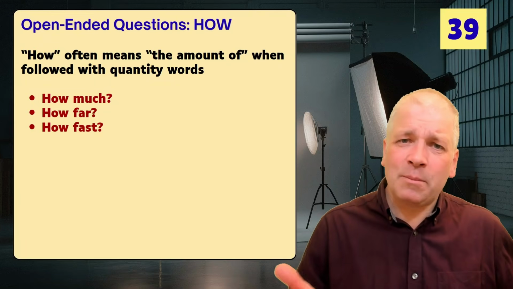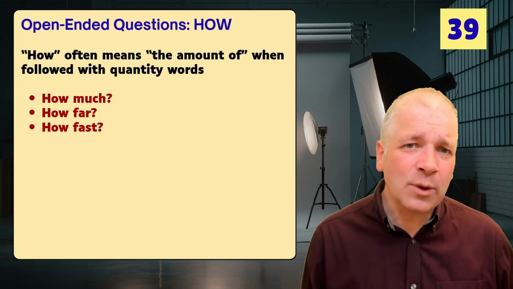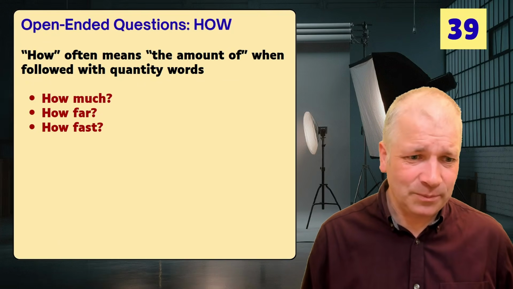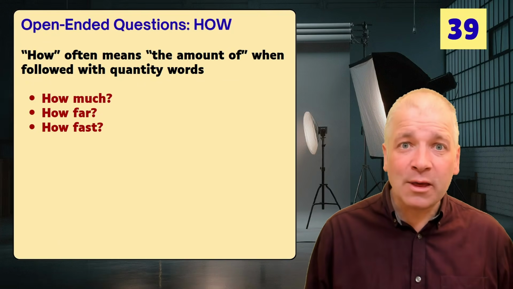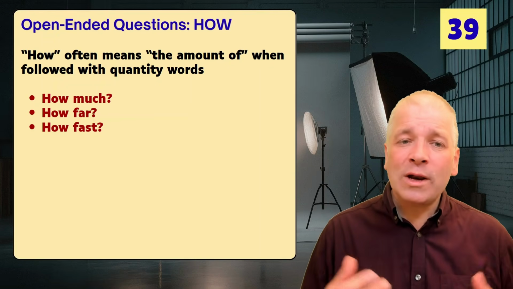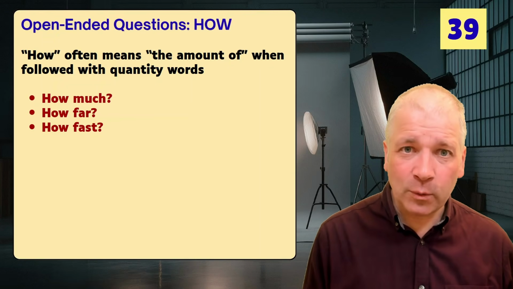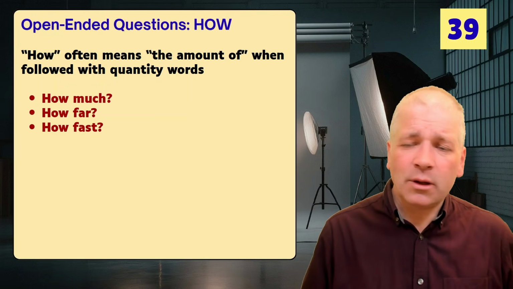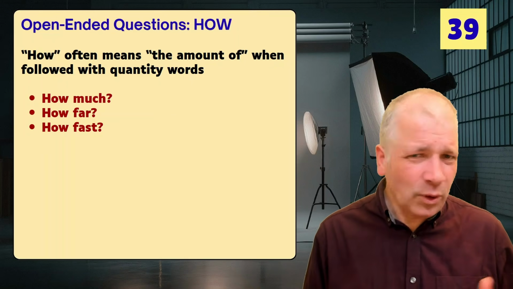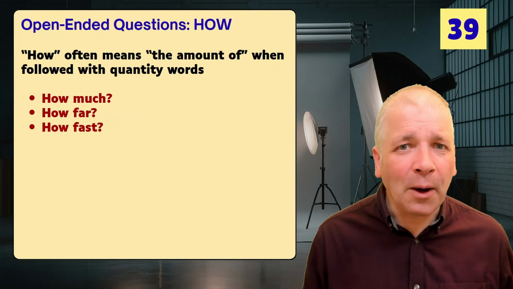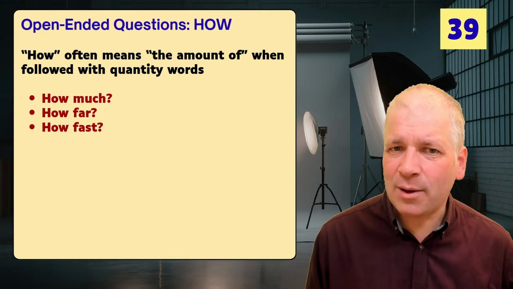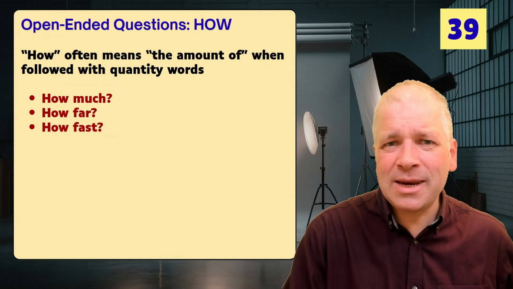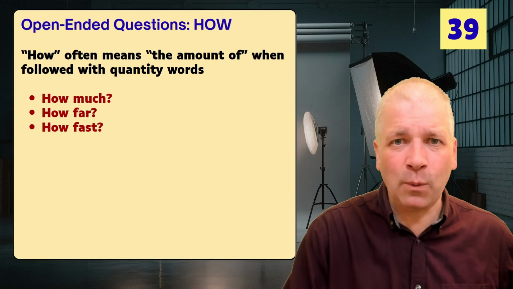How has some special uses because we can add words after it and change the meaning of it somewhat. So how often means the amount of when, followed with quantity words. For example, how much means the quantity. What is the amount? How far? The distance. What is the amount? How fast? The speed. What is the amount? And there's many other words we can use after how in this way.